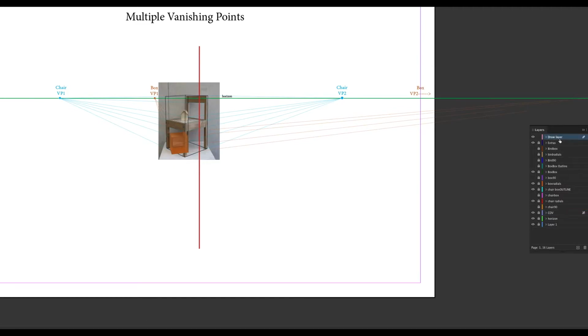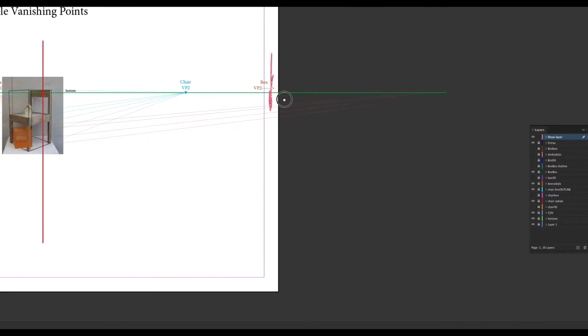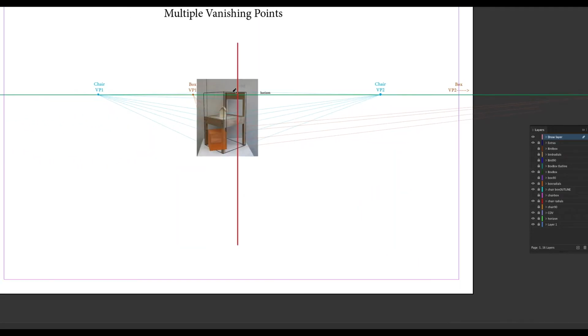So what we have is, as you know already, a vanishing point that is closer to the center of vision has the opposite vanishing point further away from the center of vision. In this case, it's way out there. So as you can see from the chair vanishing points, they're just about equal on either side of the center of vision.